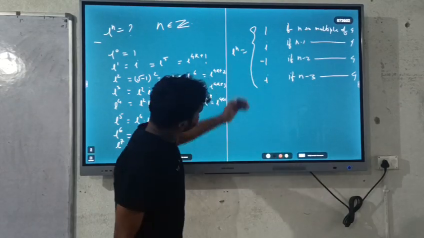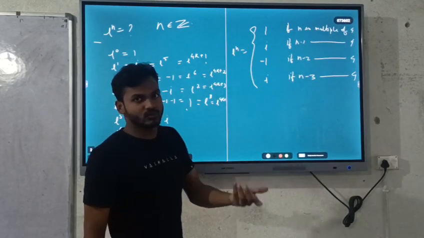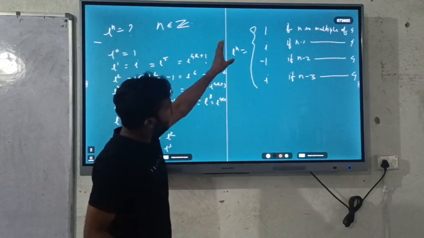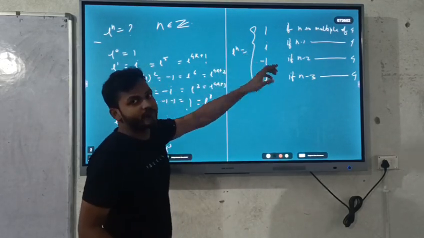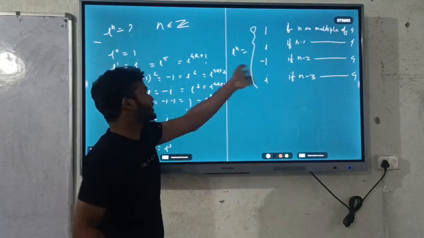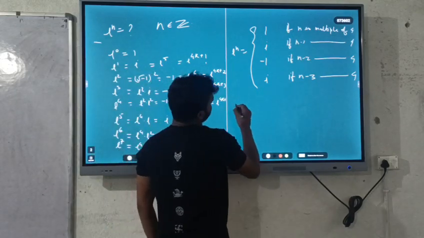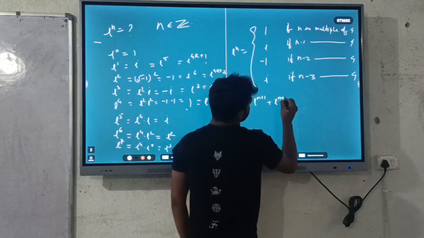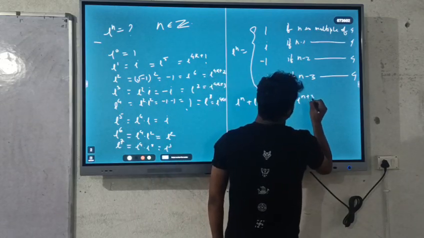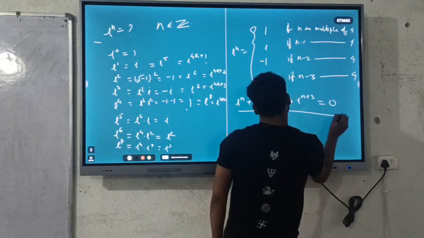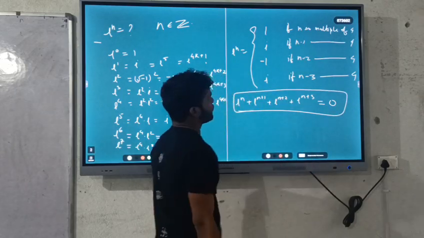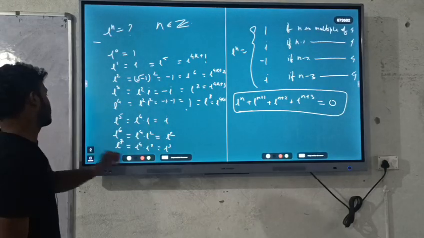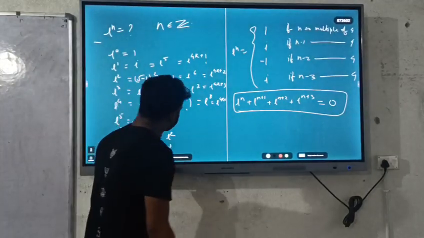We can see that when we add up all these, we get the value 0. So here we get an observation that when we add 4 consecutive powers of any integral power of i, the value is 0. That means if we add i to the n, i to the n plus 1, i to the n plus 2, i to the n plus 3, then we get the value 0. That is a beautiful relation between the consecutive powers of i. By using this, we can solve some problems.